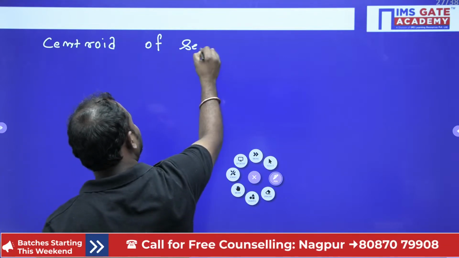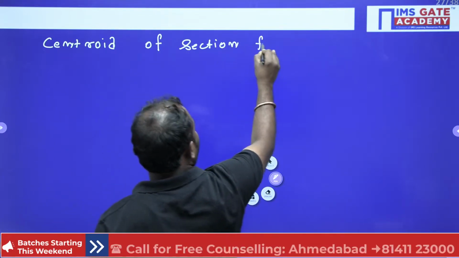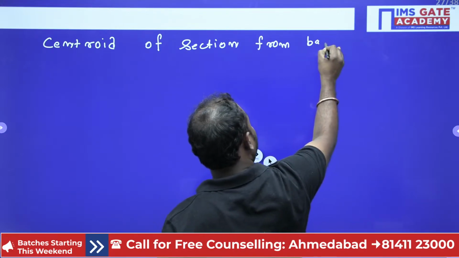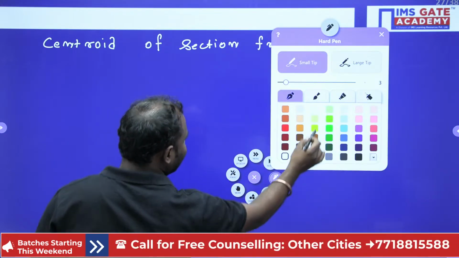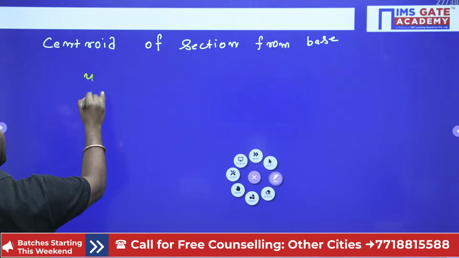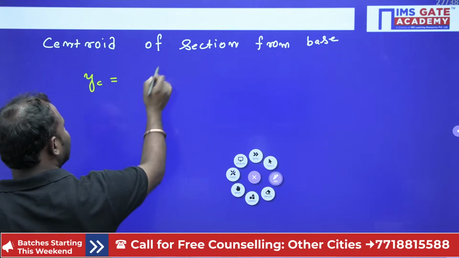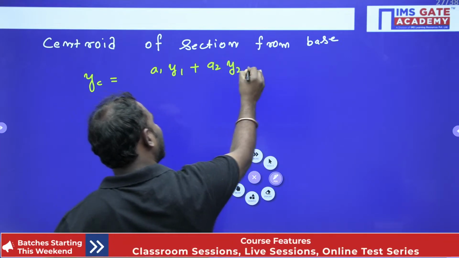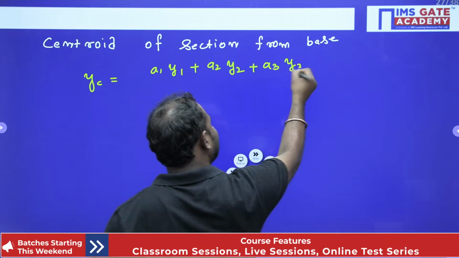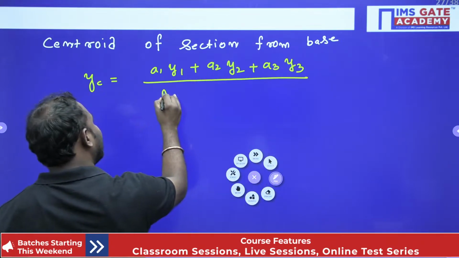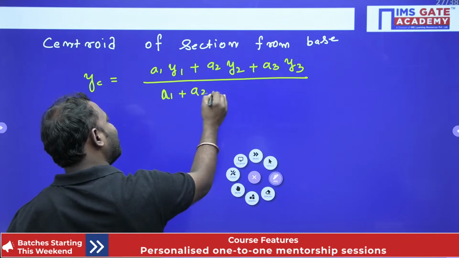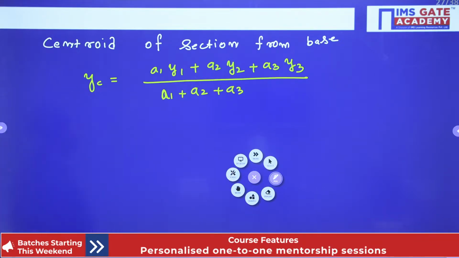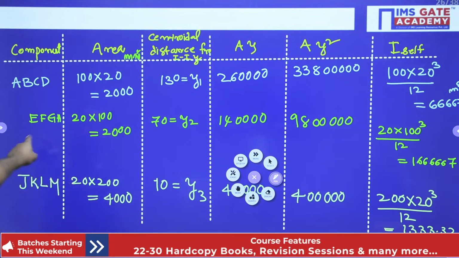Centroid of section from base, isn't it guys? Now from here I'll write it as YC is equal to (A1 Y1 plus A2 Y2 plus A3 Y3) divided by (A1 plus A2 plus A3). Yes guys, understood, right? Now here A1, how much did we get? A1 is 2000, A2 is 2000, A3 is 4000, right?